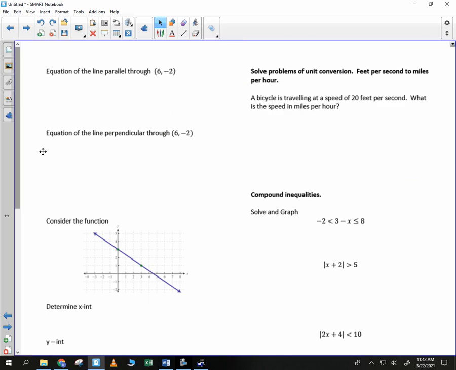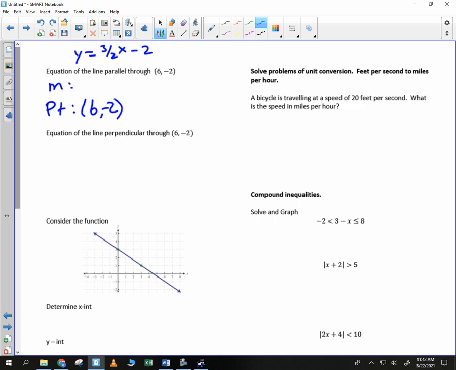Suppose you wanted to write an equation for the line that was parallel to y is equal to 3/2 x minus 2 that passed through 6, -2. In order to write an equation for a line, you need both the slope and a point that exists on the line. You know that the point is 6, -2. If it's parallel to that line, how do slopes of parallel lines compare? They're the same, so therefore the slope for this line is going to be 3/2 as well.